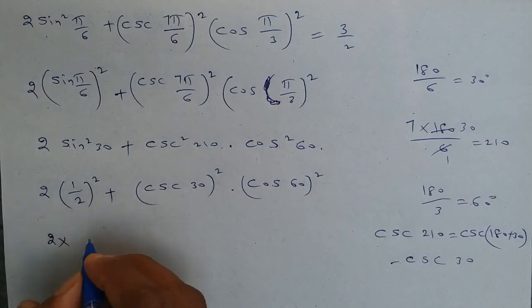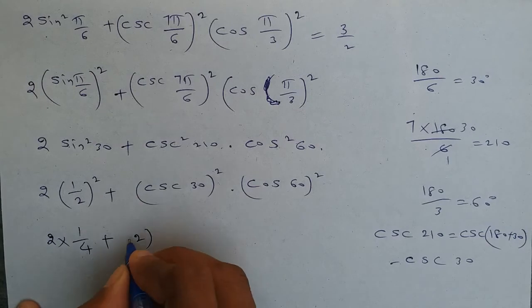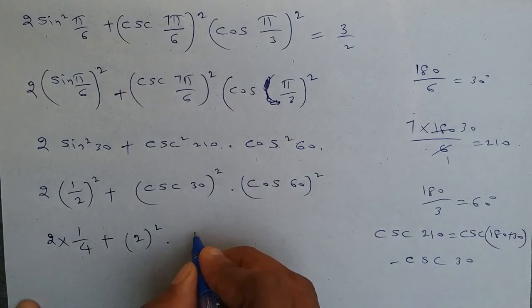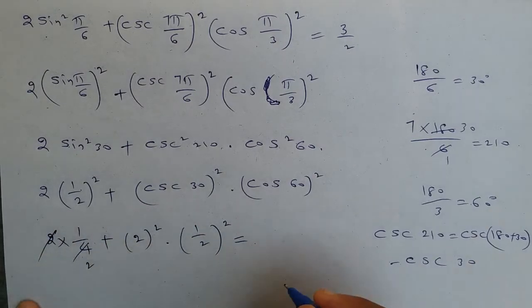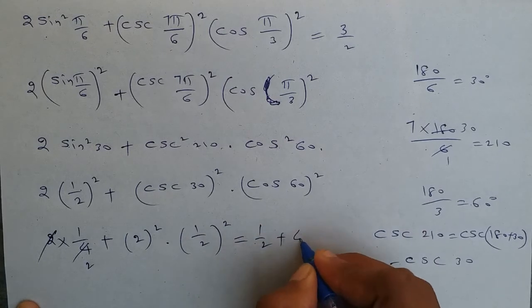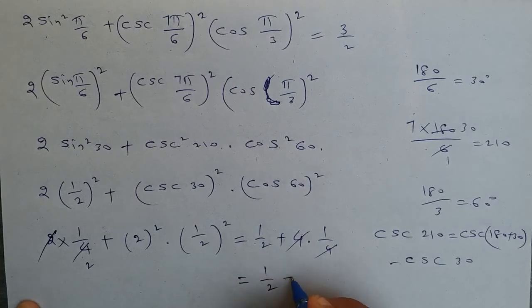Here 2 into (1/2) whole square, 1 by 4, plus what is the value of cosec 30? 2. So 2 square into cos 60, 1 by 2, so (1/2) whole square. We get 2 ones are 2, 2 twos are, that is 1/2, plus 4 into 1/4. These two cancel. So we remain with 1/2 plus 1, 2 ones are 2 plus 1, 3 divided by 2. Hence proved.